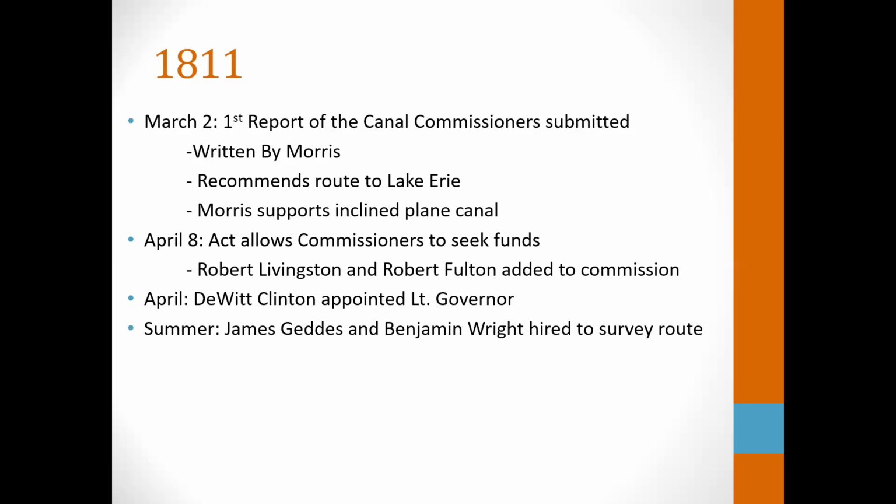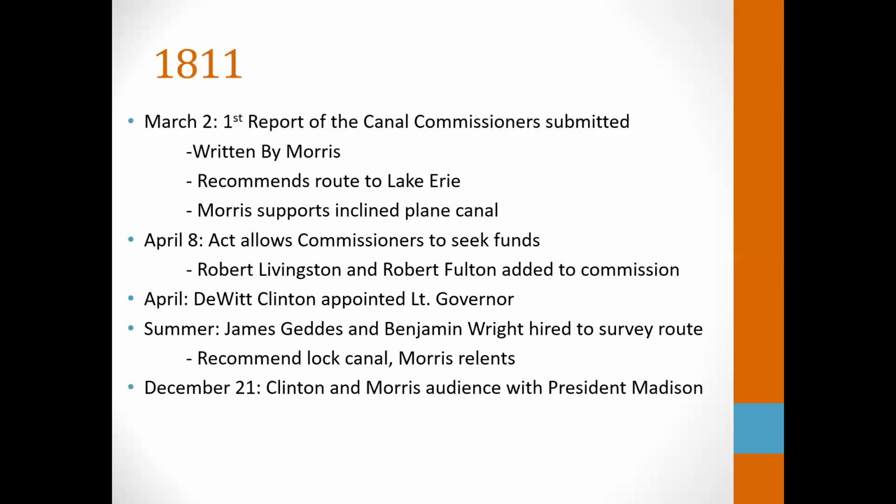That summer, they bring back James Geddes and Benjamin Wright to survey this route again. And they come back and say, hey, everyone, that whole inclined plane thing's not going to work. We need to have locks. Governor Morris reportedly is really resistant to this, but eventually relents, changes his mind, and agrees that they can build a locked canal. On December 21st, Clinton and Morris head down to Washington, D.C.